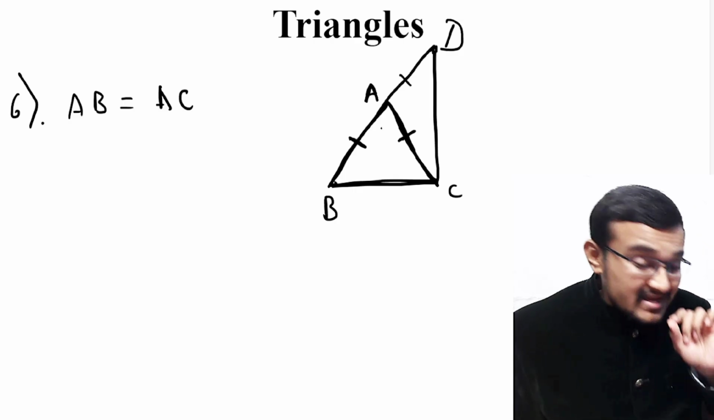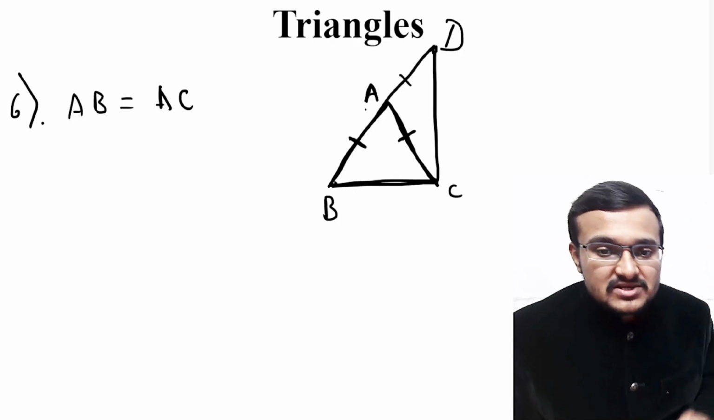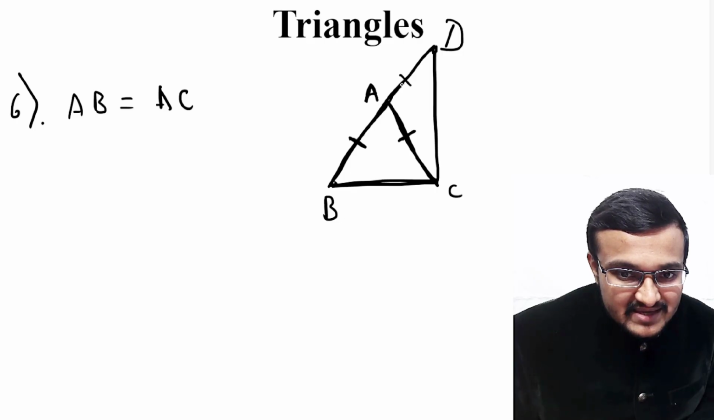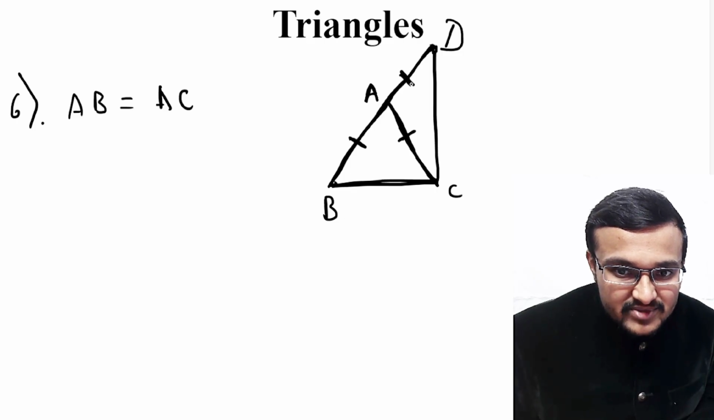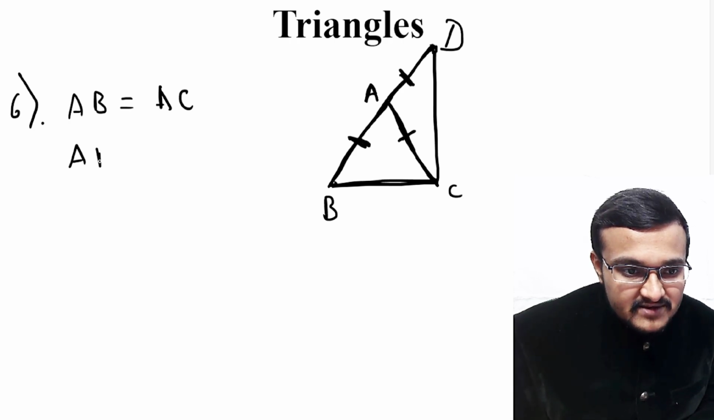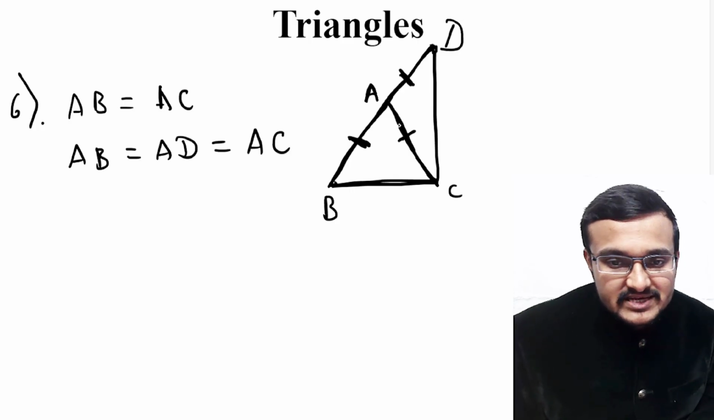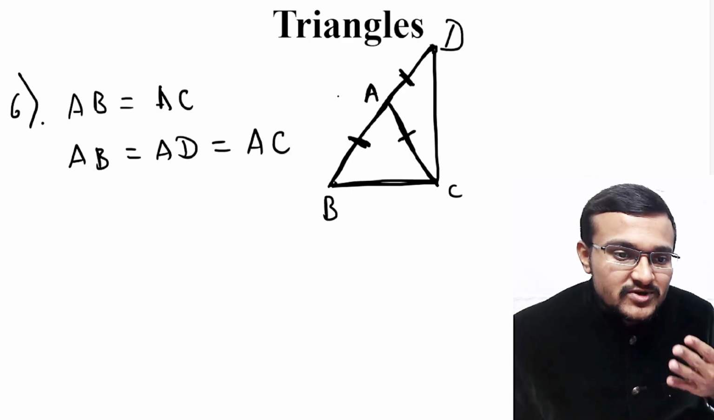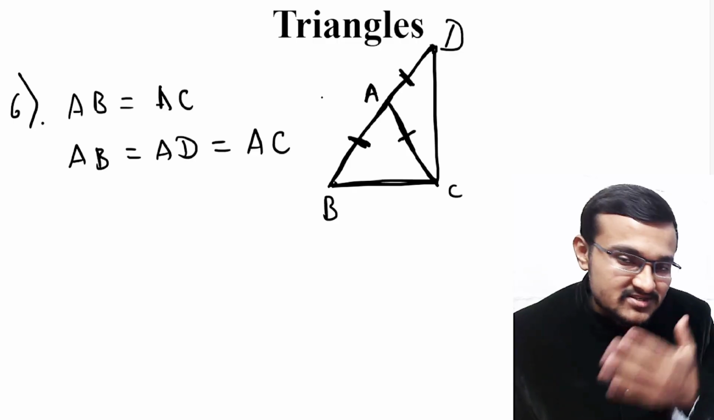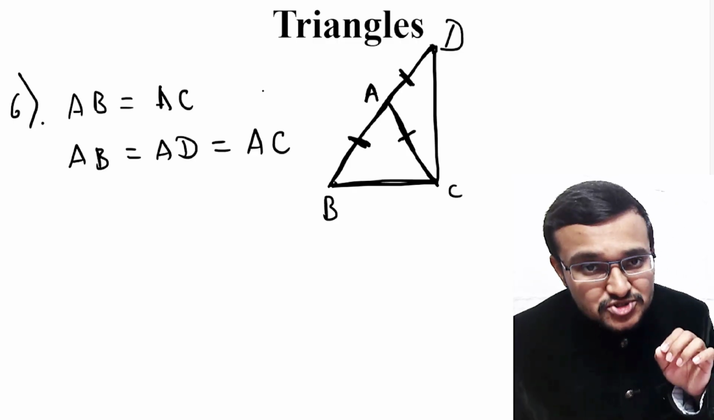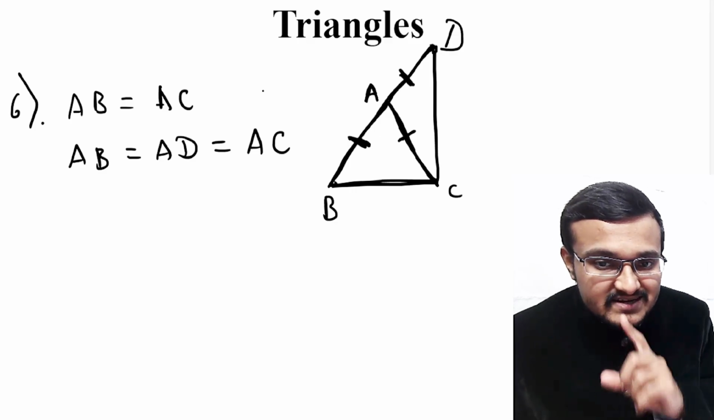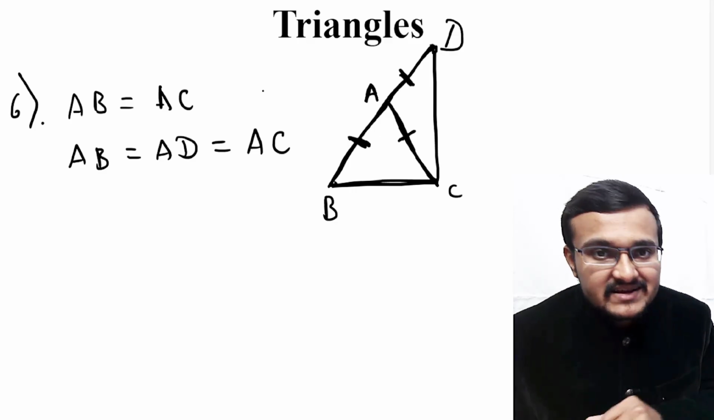So now AD is equal to AB. This particular BA is produced up to D in such a way that AD becomes equal to AB. So one more data we have here, that is AB is equal to AD, which is also equal to AC. Because AB is equal to AC, and AB is equal to AD, so AB is equal to AD is equal to AC. So this is the data which they have given. Now you have to show that BCD is a right angle.